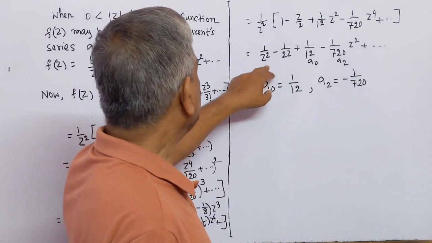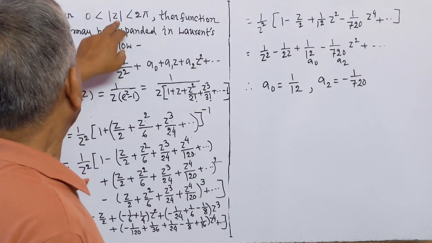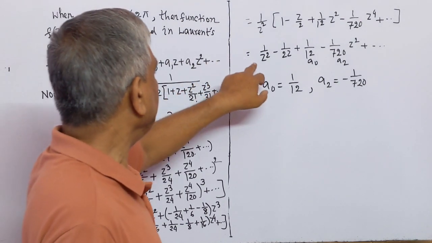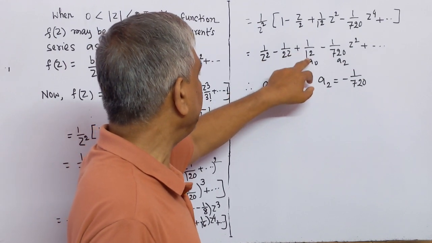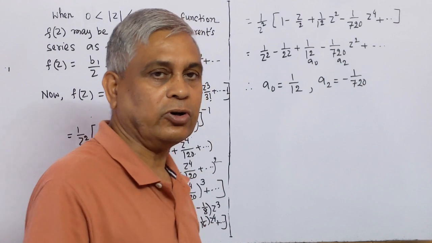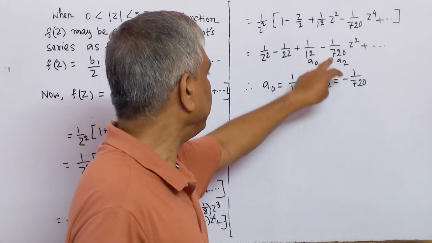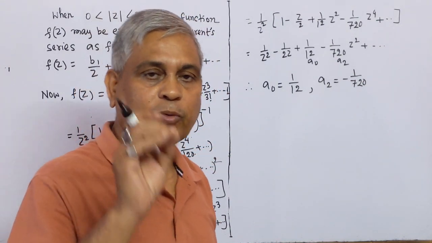So the expansion of f(z) within modulus of z greater than 0 and less than 2 pi is 1 by z square minus 1 by 2z plus 1 by 12 minus 1 by 720 z square plus dot dot dot, and a naught equal to 1 by 12, a2 equal to minus 1 by 720. So our problem is solved.